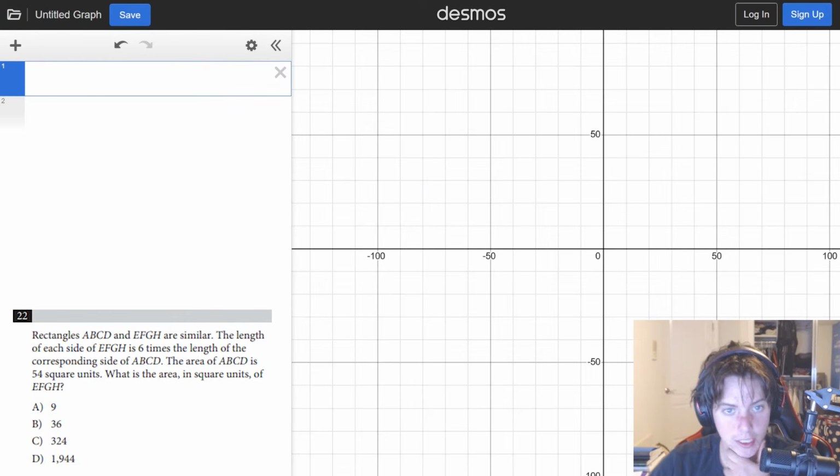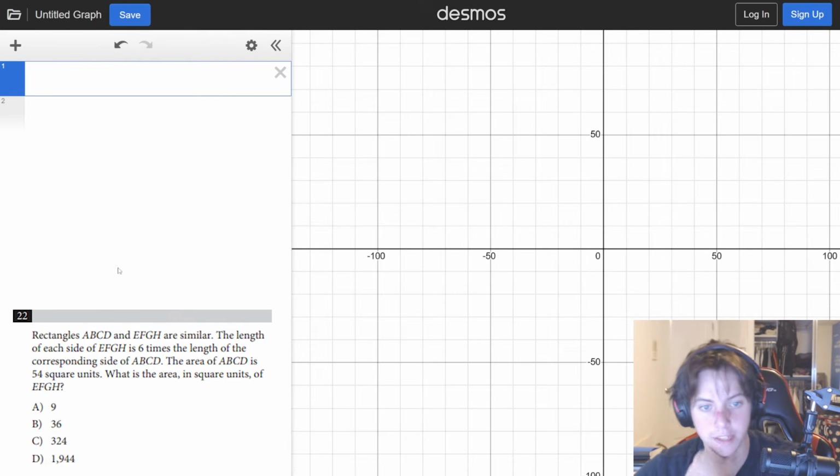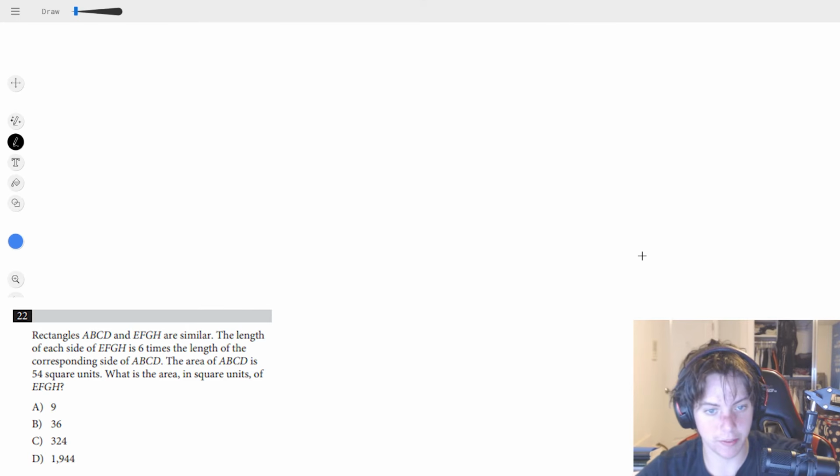22. Rectangle ABCD and EFGH are similar. The length of each side of EFGH is 6 times the length of the corresponding side of ABCD. The area of ABCD is 54. What is the area in square units of EFGH?